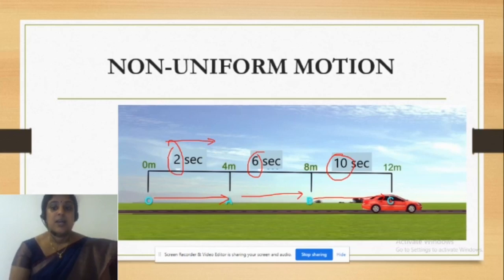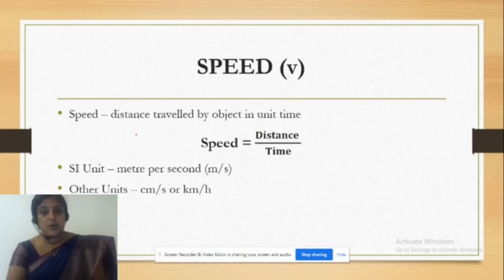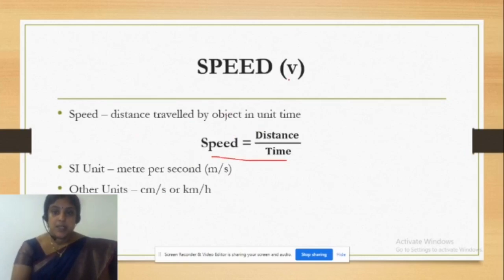So we can describe the rate of the motion of the car as how much distance is covered in unit time, and that is called speed. So what is speed? Speed is the distance traveled by the object in unit time. The equation is speed is equal to distance by time. It is denoted by the letter V. Its SI unit is meter per second.